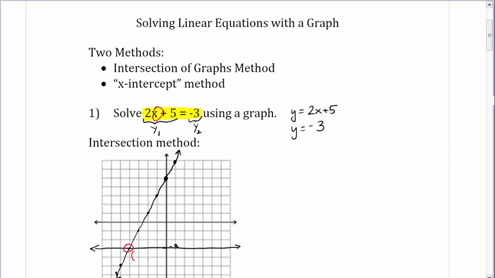You'll notice that this point right here has a y value of negative 3, and the x value is negative 1, negative 2, negative 3, negative 4. So the point of intersection is (negative 4, negative 3), but the solution to my equation is just the x coordinate because that's the only variable I had in my original equation. And notice if you plug in negative 4 right here, 2 times negative 4 is negative 8 plus 5, that is negative 3. So when you're using intersection, the solution is the x coordinate of a point of intersection.